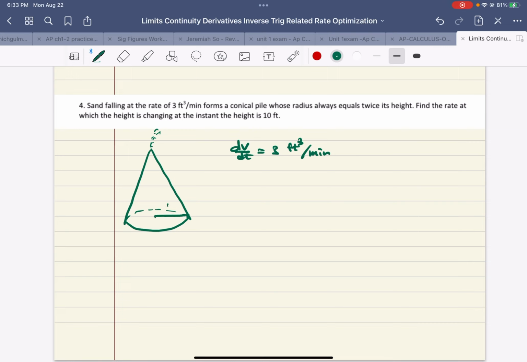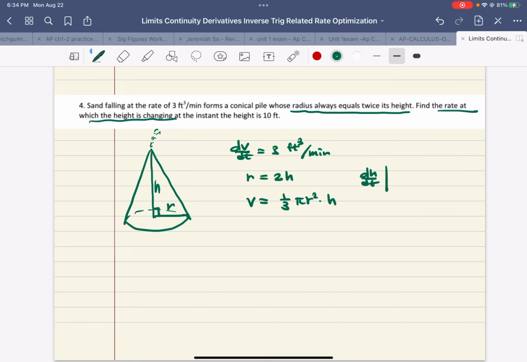Let's say this is the radius r and this is the height h, and the radius is always equal to twice the height, r equals 2h. Okay, that's a relation. Now the volume of the cone is 1/3 pi r squared times height; you need to memorize it. What is the question? What is dh/dt? They ask you the rate the height is changing at h equals 10.